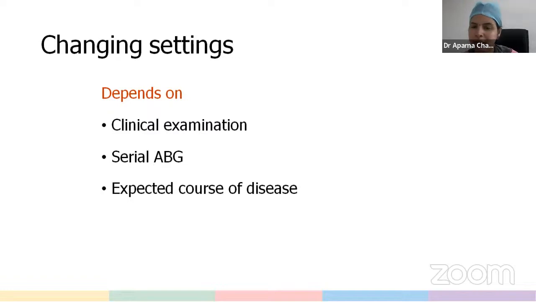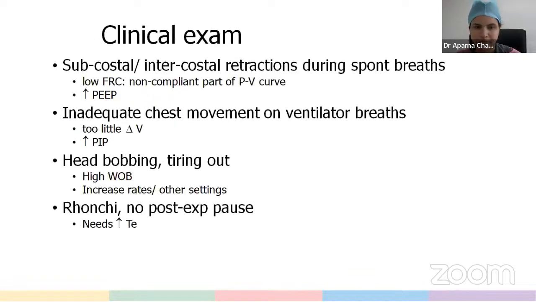Now, the changing of settings, the 6 settings that we discussed, the PI, PEEP, FiO2, flow, I time, and respiratory rate, depends upon clinical examination, blood gas parameters, and the expected natural course of the disease, as we discussed. So when we see that on clinical examination, the baby is having increased work of breathing, during spontaneous breathing, the baby is having excessive recessions, this indicates low functional residual capacity. And we are actually ventilating the baby in the lower part of the PV loop, or in the unfavorable non-compliant part of the PV loop. So this calls for an increase in the PEEP.